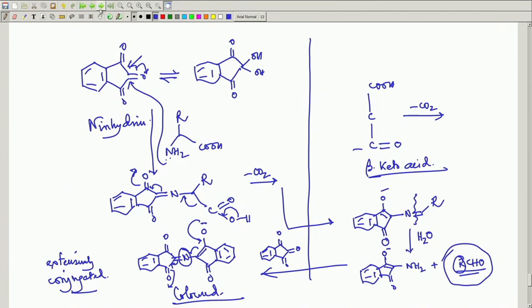Now, what happens to proline? Now, let us see what happens during the ninhydrin reaction of proline.